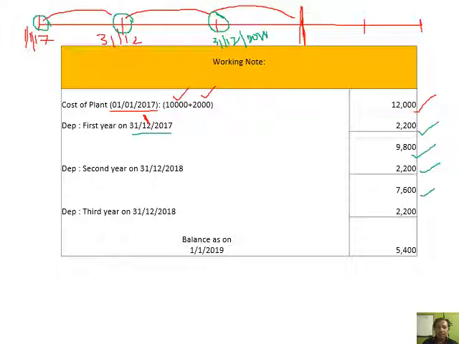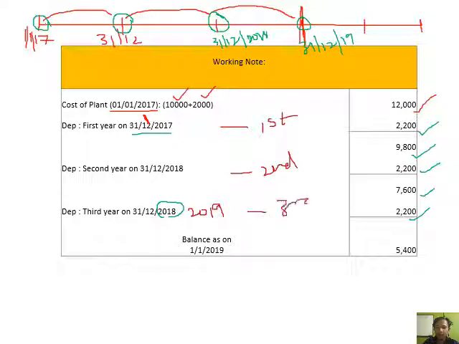Likewise, we will also pass the depreciation entry on 31st of December 2019. That is the third year, 2200. Pardon, this is a spelling mistake, it should be 2019, because 31st of December 2018 cannot appear twice. So after 3 years, this is the first year, this is the second year, and this is the third year. Obviously after 3 years we have 5400 value of that particular plant.